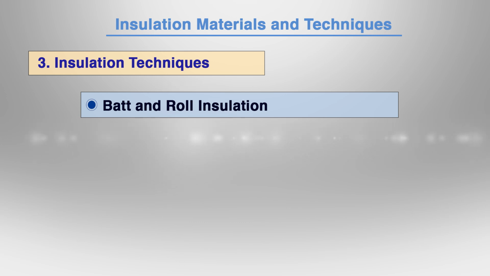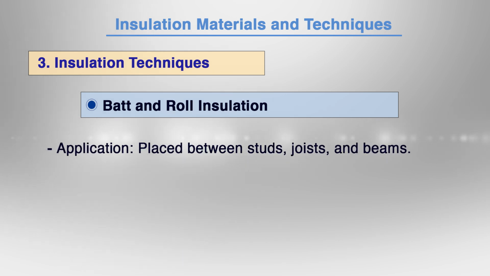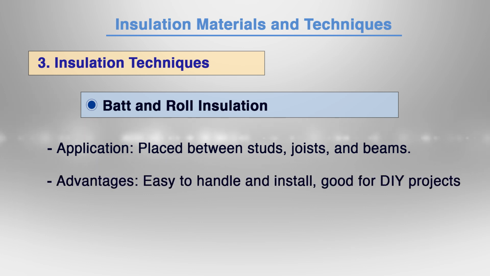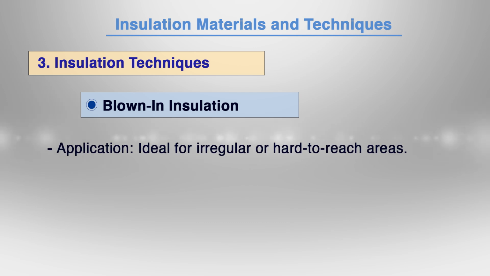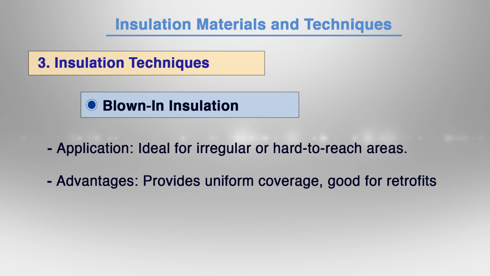Third one is insulation technique. Batt and roll insulation. Description: pre-cut section of fiberglass or mineral wool. Applications: placed between studs, joists and beams. Advantages: easy to handle and install, good for DIY projects. Blow-in insulation: loose fill insulation like fiberglass, cellulose or mineral wool blown into spaces. It is ideal for irregular or hard to reach areas. Advantages: provides uniform coverage, good for retrofits.